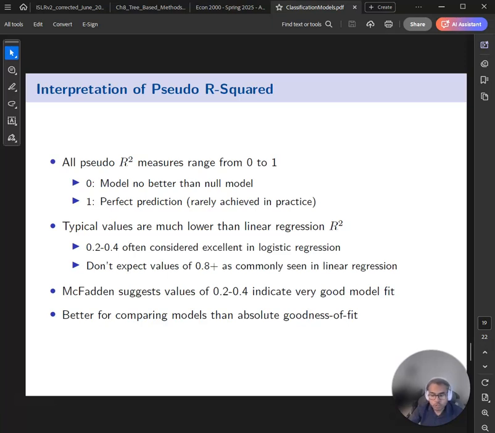Also, it's worth noting that pseudo R-squared measures are generally better for comparing models than for assessing absolute goodness of fit. These are most useful when you're trying to decide between different models for the same data, rather than making a judgment on how good a single model is in isolation.